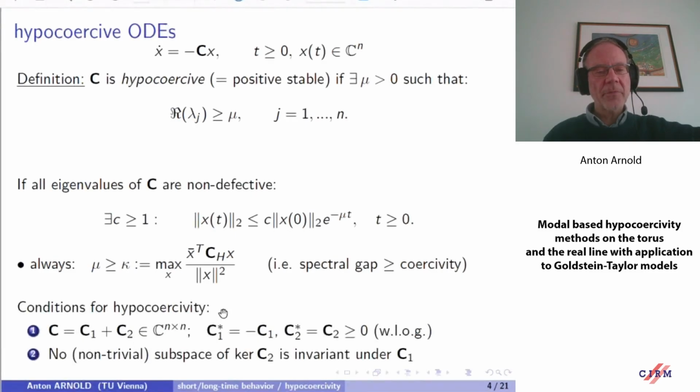A simple condition that gives us this hypocoercivity on this ODE or matrix level is if I decompose my matrix C into a skew-symmetric part and a positive semi-definite Hermitian part, then I request that no subspace of the kernel of the Hermitian part should be invariant under the skew-symmetric part. This condition could remind you possibly of the condition of hypoellipticity, for example, in Fokker-Planck equations.